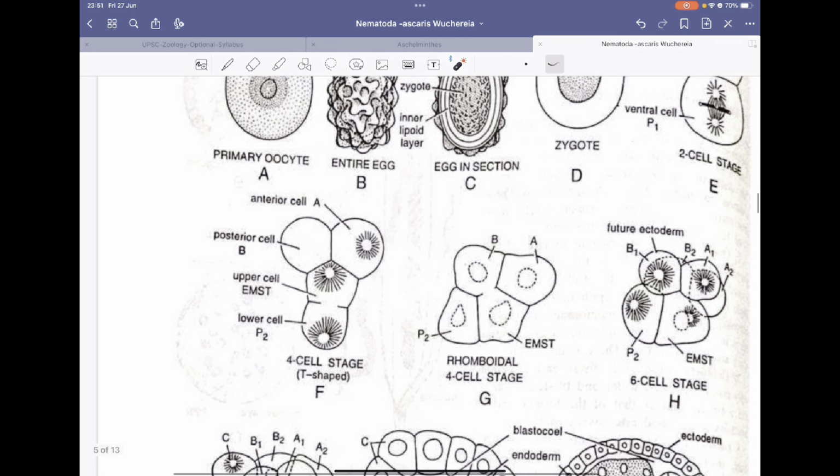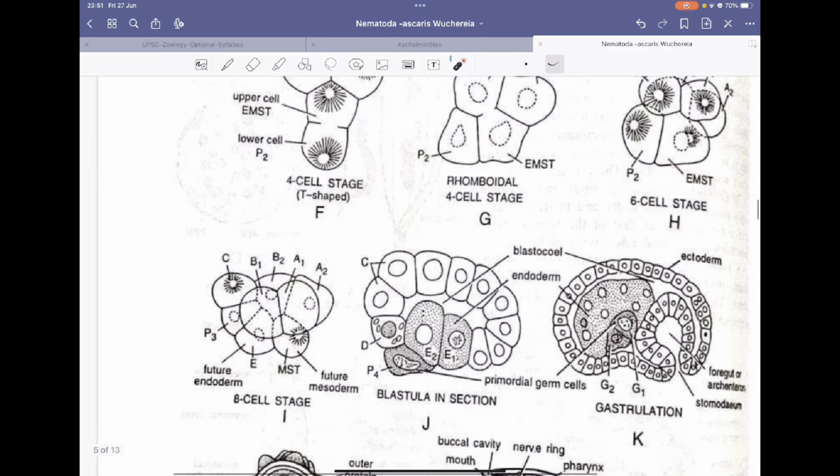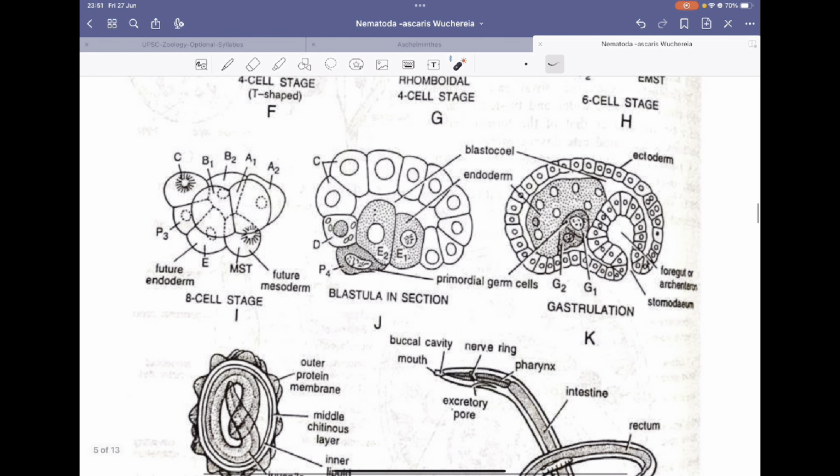This zygote will undergo divisions. It will form the 2-cell stage, then the 4-cell stage that is T-shaped, then the rhomboidal 4-cell stage, then the 6-cell stage, and slowly it will form the 8-cell stage. Later on, it will form the blastula. The blastula will form the gastrula with ectoderm and endoderm, and the blastocoel gets reduced.